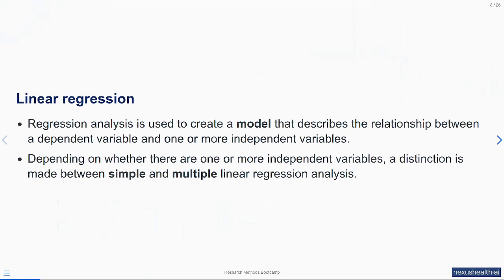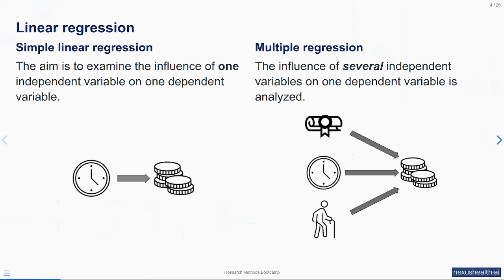Regression analysis is used to create a model that describes the relationship between a dependent variable and one or more independent variables. Depending on whether there are one or more independent variables, a distinction is made between simple and multiple linear regression analysis. In simple linear regression, the aim is to examine the influence of one independent variable on one dependent variable. In contrast, in multiple linear regression, we look at the influence of several independent variables on one dependent variable.